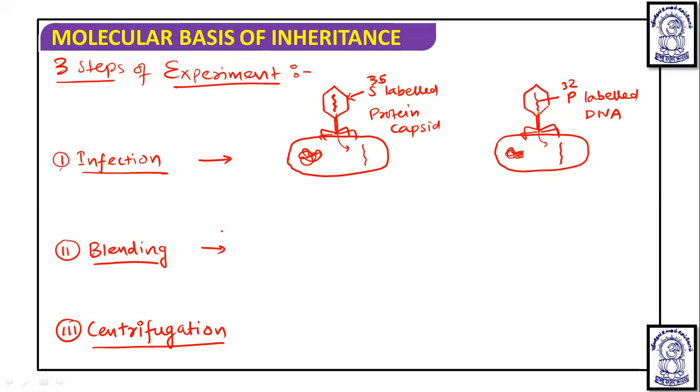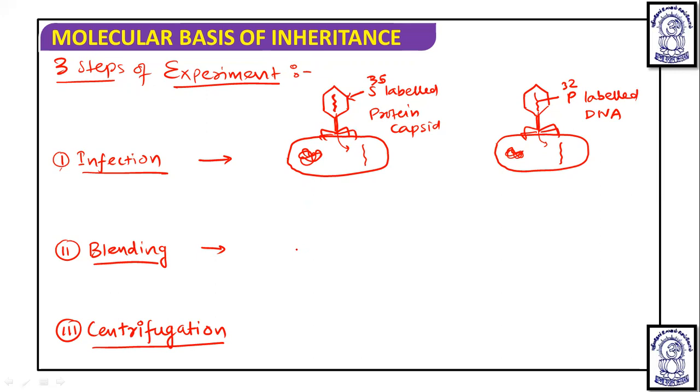After this whole process is carried out within the test tube, blending is done, where the test tube in which the bacteriophage is infecting the bacteria is agitated in a blender to break the contact between virus and bacteria.